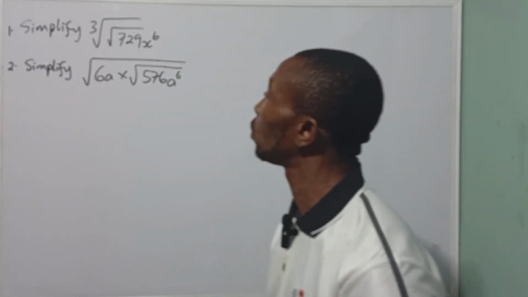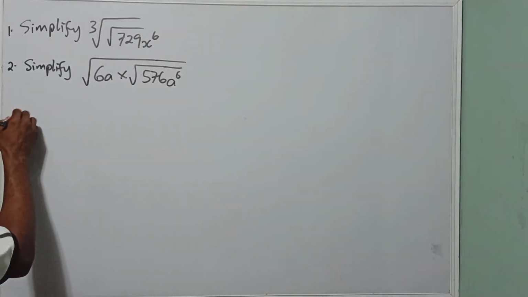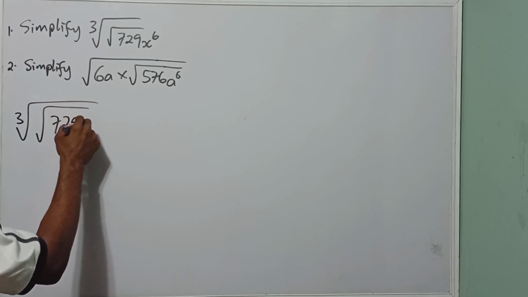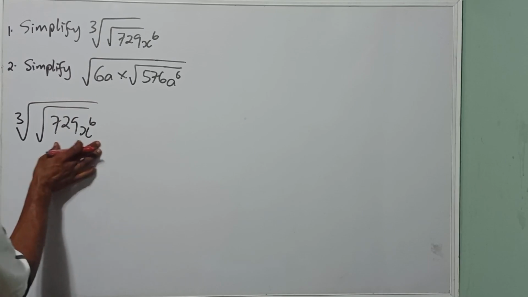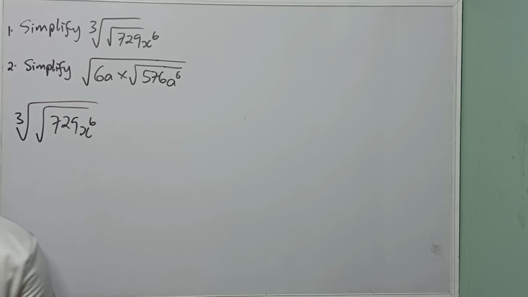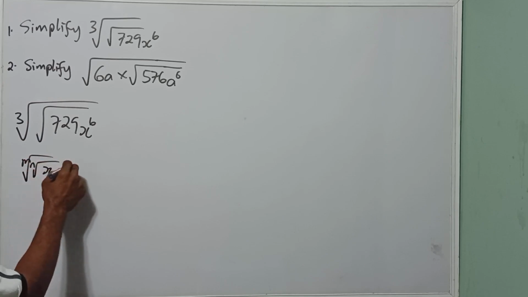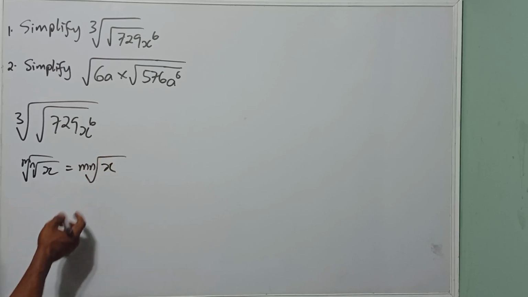Alright guys, let's look at these two examples. Now, the first one says, simplify 3 cube root of root 729 x raised to power 6. In doing this, we can first of all find the root of 729, or we can apply a law. Remember our law that says if we have the nth root of the square root of x, we have it as the 2nth root of x. So we can apply that law here.